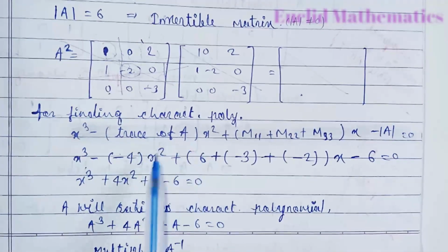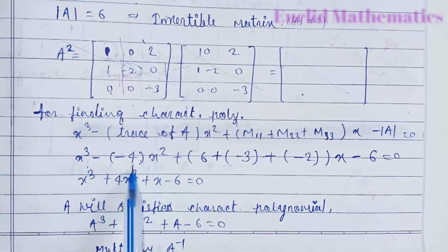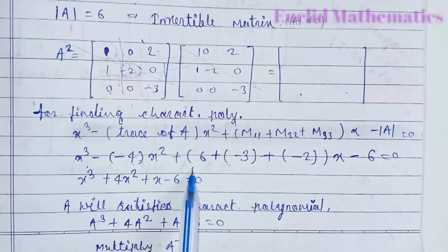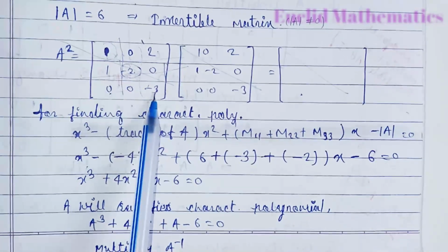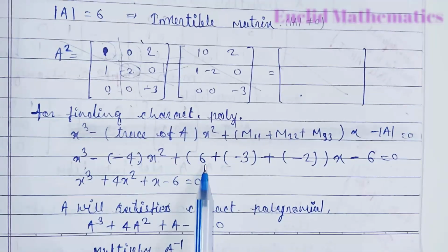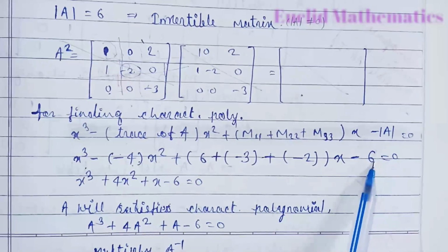The trace of the matrix is minus 4. Add their diagonals, and we get minus 4 as the trace. x square remains the same. First minor m11: keep 1 common here, and then minus 2 into 3, minus 2 into minus 3 plus 6, and minus 0 remains there. So it remains 6, plus m22 and m33 here, into x. And the determinant of the matrix is 6.